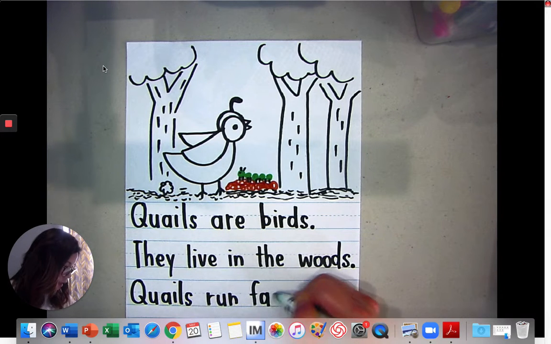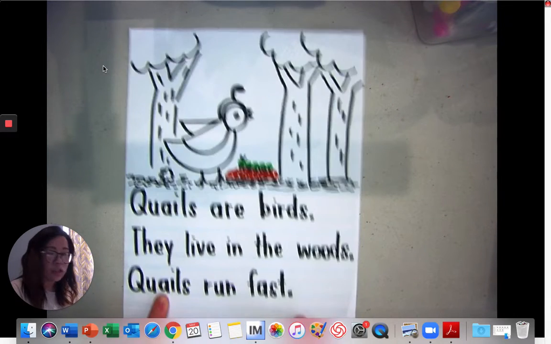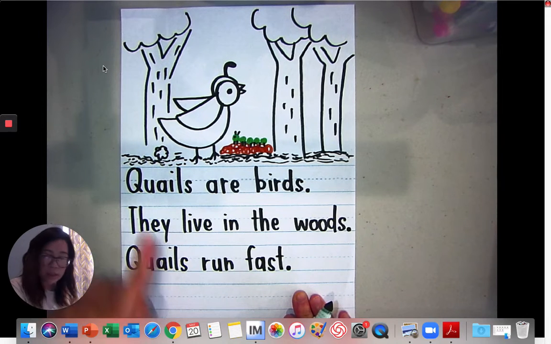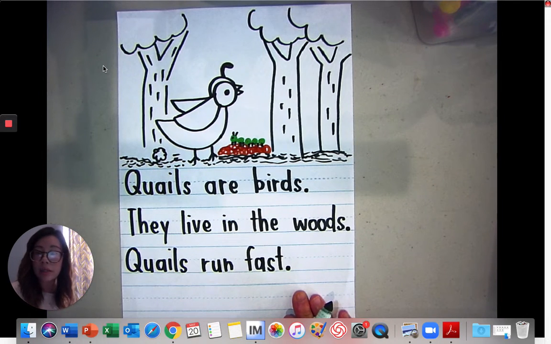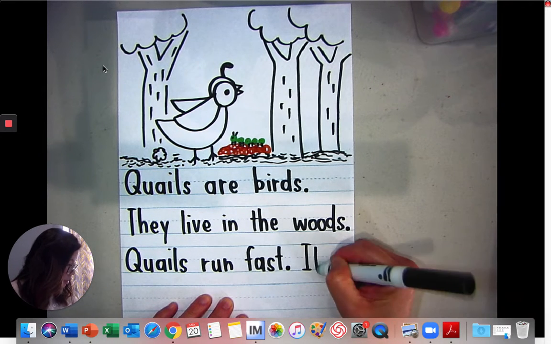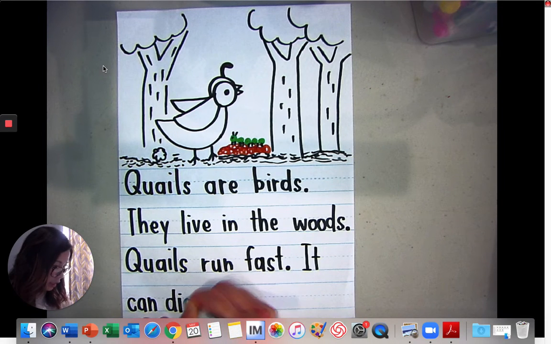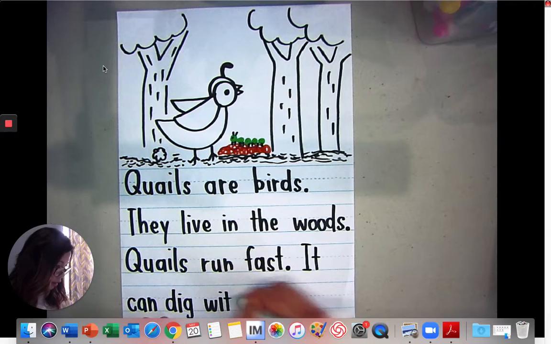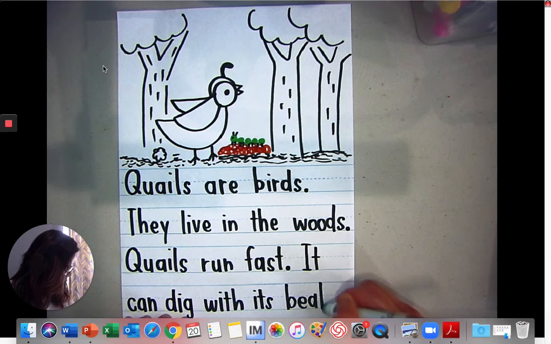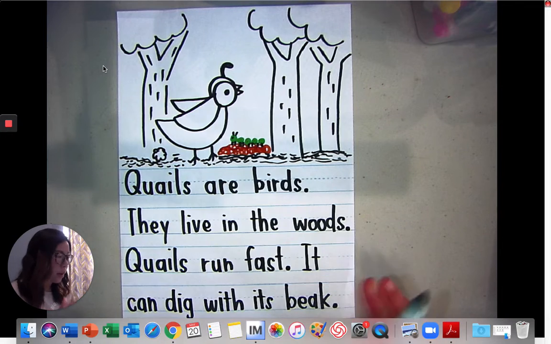And I'm going to change quails, which is a noun, to a pronoun. So the correct pronoun to use for quails could be they, or I could also use a different one called it. So I'm going to say it can dig with its beak.